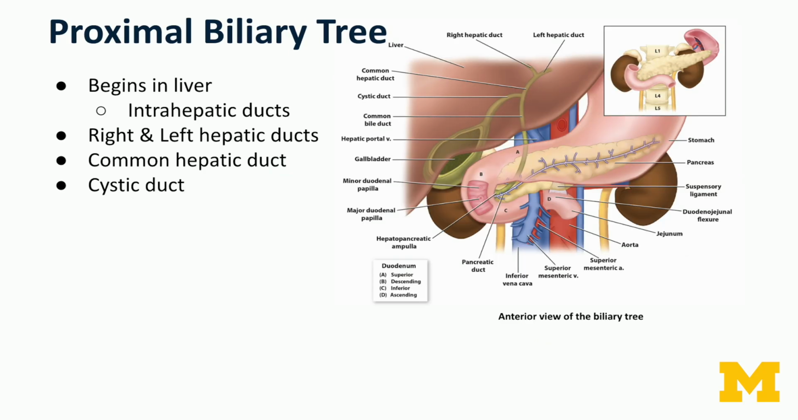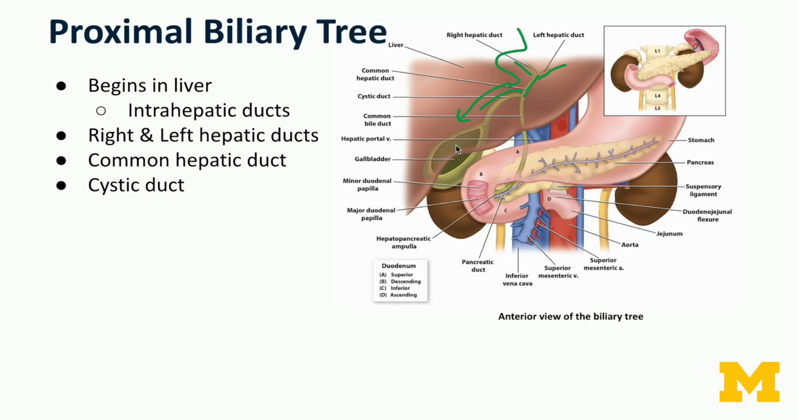Let's look at the proximal biliary tree. The biliary tree begins in the liver as intrahepatic ducts that are draining bile canaliculi, and these are going to condense into either right or left hepatic ducts that exit the liver. So here we can see the right hepatic duct and the left hepatic duct that will coalesce into the common hepatic duct. That common hepatic duct is going to join the cystic duct. So bile can drain from the liver down those ducts into the gallbladder.